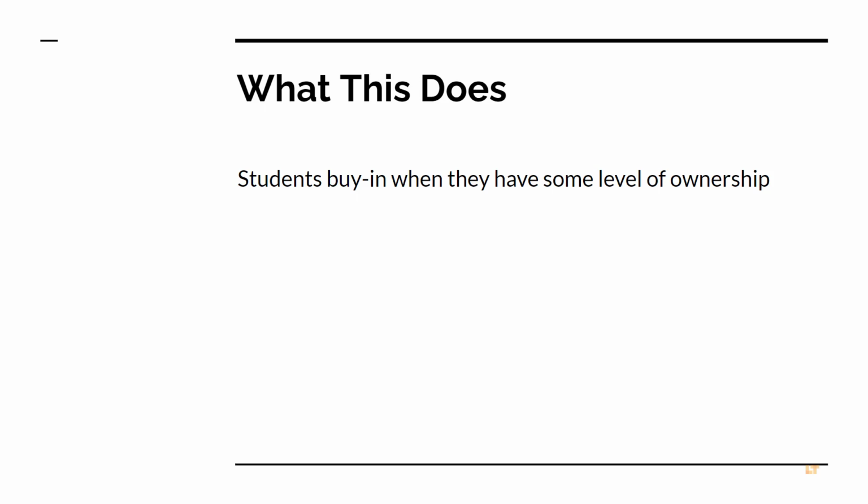Now, what does this do? Students are more likely to buy into that instruction when they have some level of ownership. So when we go back to the apathetic student, and that could be a really great reader, it could be a really poor reader, okay? But when you go back to that idea of your apathetic student who's like, I don't want to do this, I don't care, once they've got this level of ownership, they've invested.